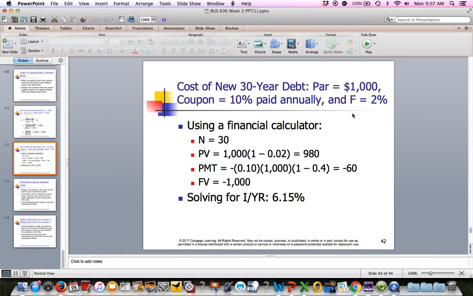This is the same thing, just using flotation cost for debt now. Flotation cost for debt typically is much lower also. It's only 2%. Notice that in this example here it's just 2%. For common stock it was 15%. That's very realistic. Issuing new debt's much cheaper than issuing stock.